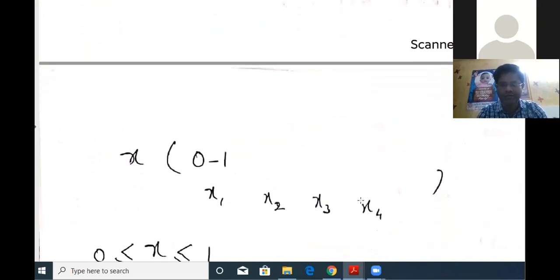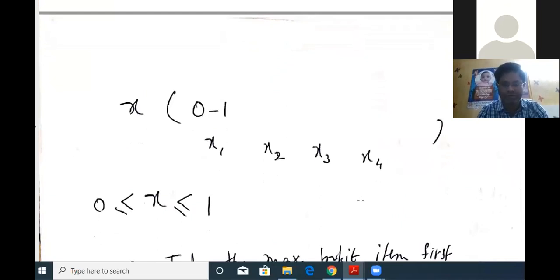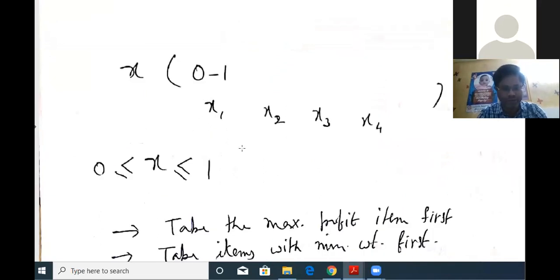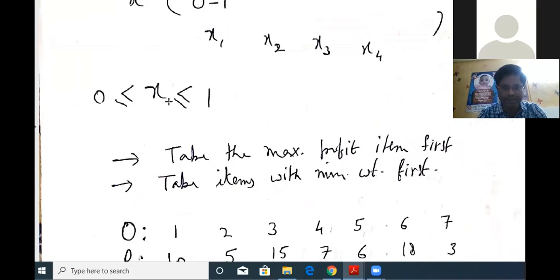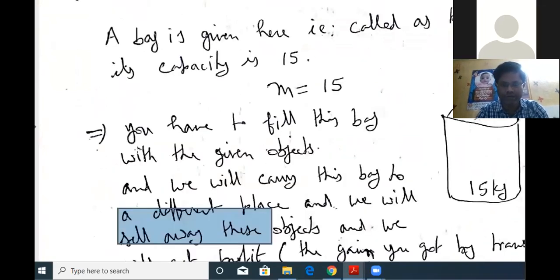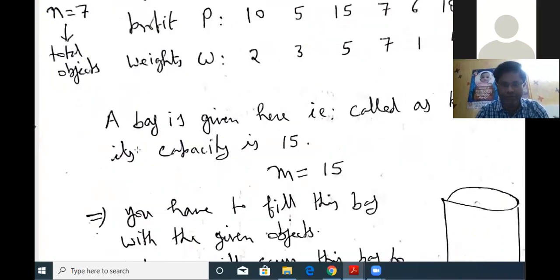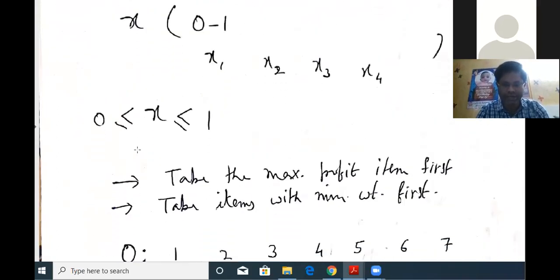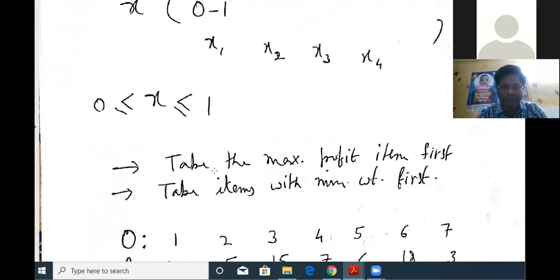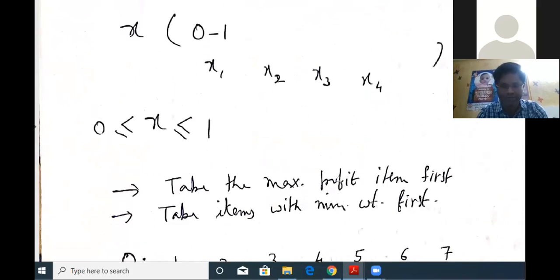So let us check how to calculate the maximum profit. Since this is a fractional knapsack problem, the limit that is fixed here is between 0 to 1. So here I will take an element denoted by x whose size lies between 0 to 1. Out of all the given items, our task is to decide which items to fill into the bag first. Two conditions came to our mind: whether we should take the maximum profit item first or the items with minimum weight first.